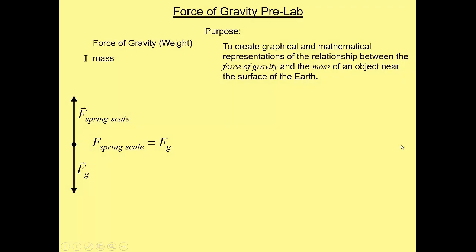So, we're going to control the amount of mass that we hang on the spring scale or the force probe. That makes it the independent variable. The force of gravity will be what we measure. That will be our dependent variable. So when it comes time to graph, you're going to make graphs of force of gravity versus mass. Mass is the independent variable, so it goes on the horizontal axis, force of gravity on the vertical axis.